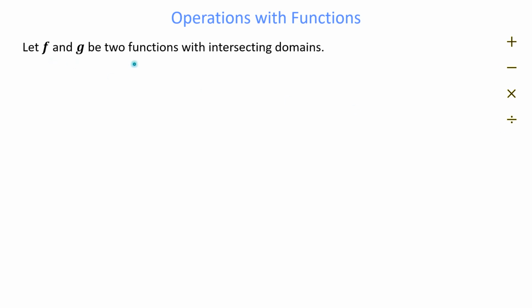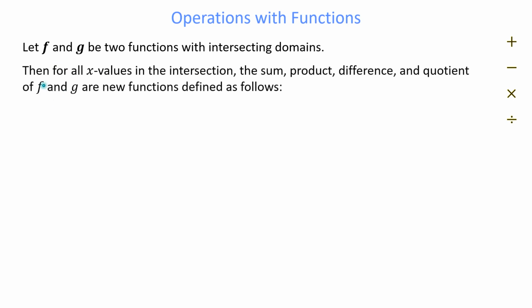Just as you can combine two real numbers using addition, subtraction, multiplication, and division, you can also combine two functions. So let f and g be two functions with intersecting domains. Now, when we say intersecting domains, we're talking about values of x which are common to both the domains of f and g. Then for all x values in the intersection, the sum, product, difference, and quotient of f and g are new functions defined as follows.